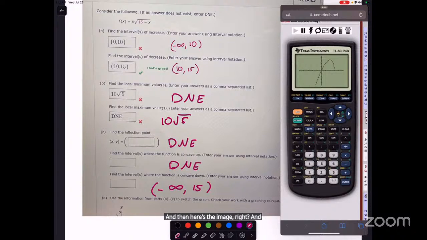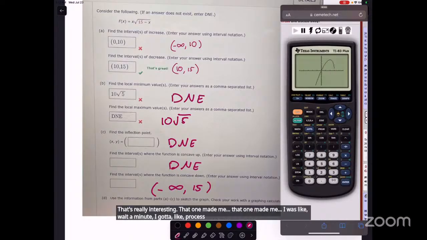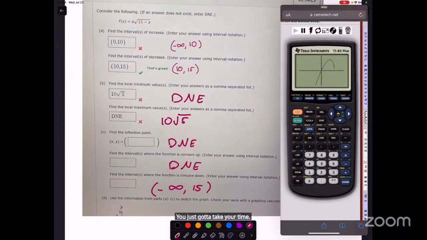And so then if it's multiple choice, you can just use this. That one made me, I was like, wait a minute, I got to process this because there was a lot going on in that question. The second derivative can be a pain. You just got to take your time.